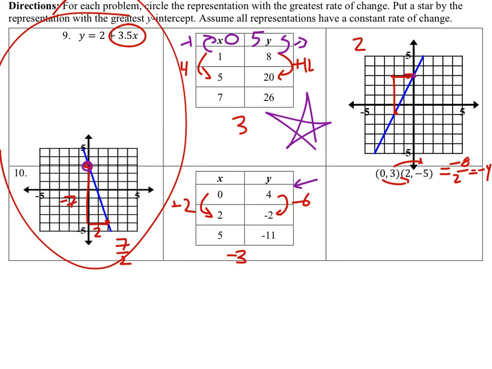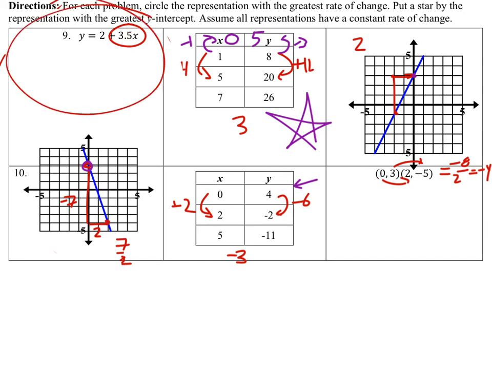I didn't see that there were two different ones, but yeah, these are two different problems. Hold on a sec. Dang it. My iPad was covering up the 10, so I thought it was all one problem. All right, well, that's okay. It doesn't change anything. 9 still has the greatest rate of change, so we'll circle that. The star goes next to the table on number 9.